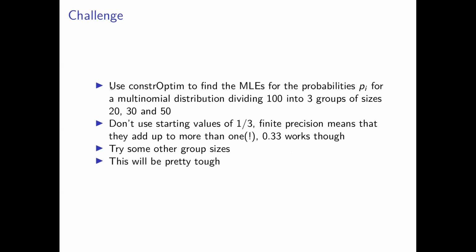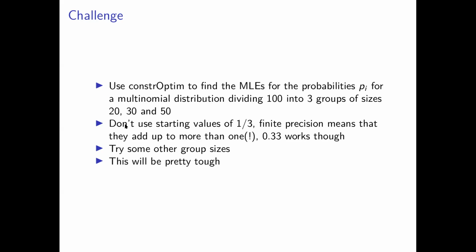And I've included a challenge exercise. I think this one will be pretty difficult, but it's to use nlminb to find the MLEs for the probabilities P sub i for a multinomial distribution, which divides 100 objects into 3 groups of sizes 20, 30, and 50. This will be similar to the binomial case, but you'll need to change the likelihood to a multinomial likelihood for 3 groups. I'm telling you to include these numbers as your data, and you'll have 3 probabilities as your parameters.